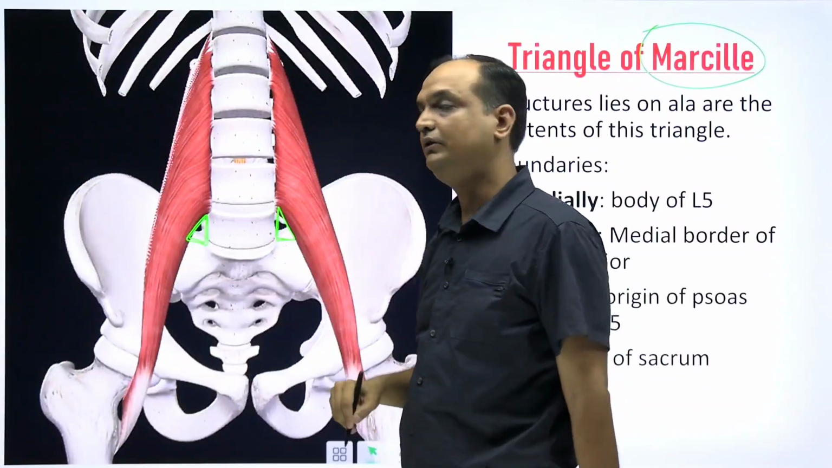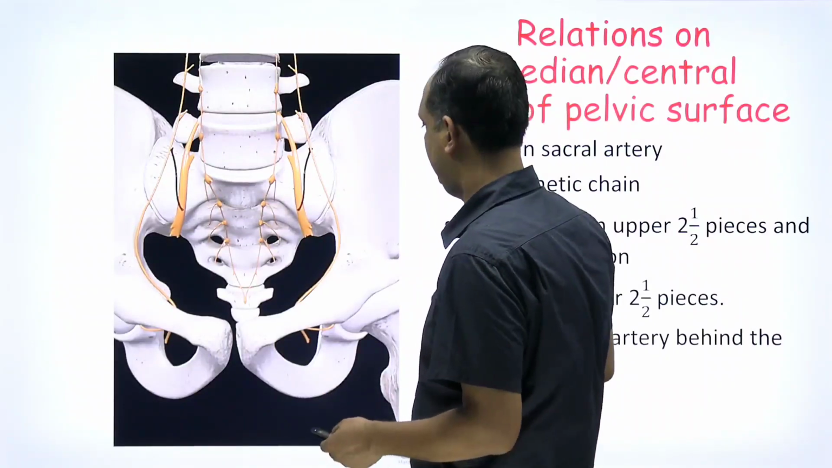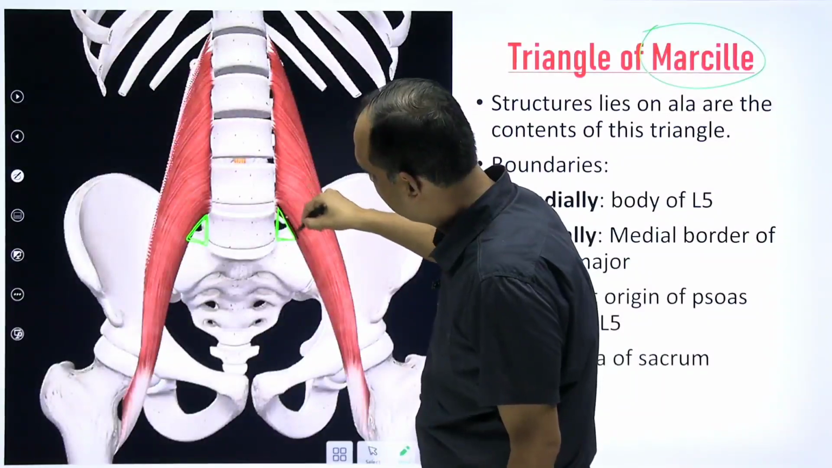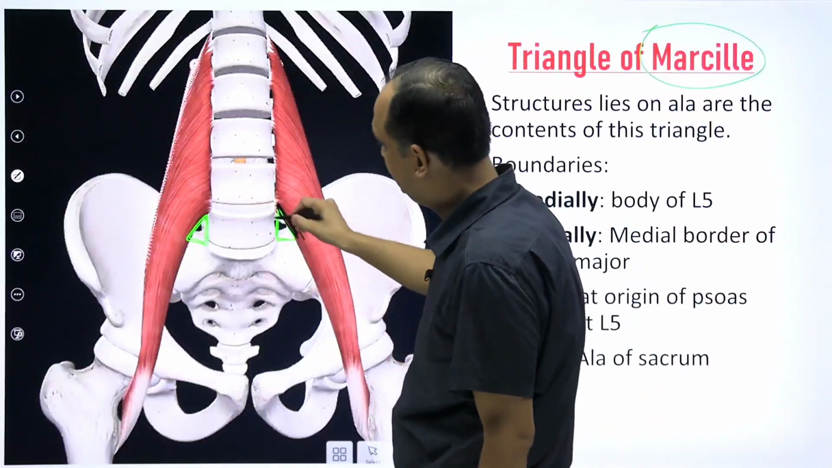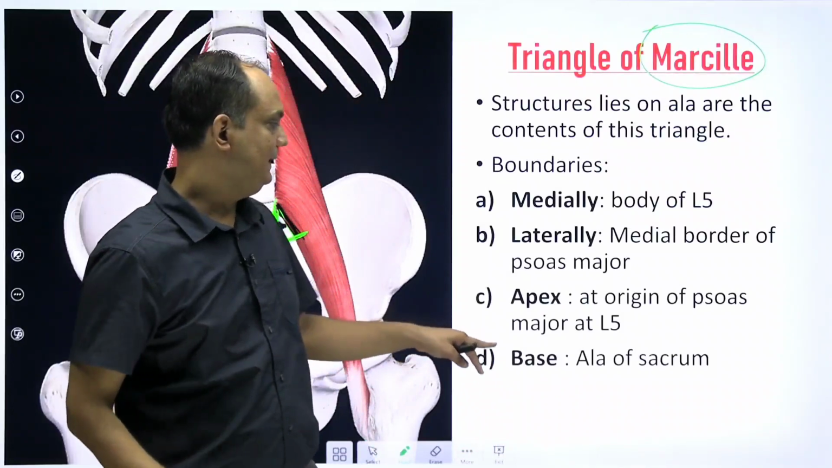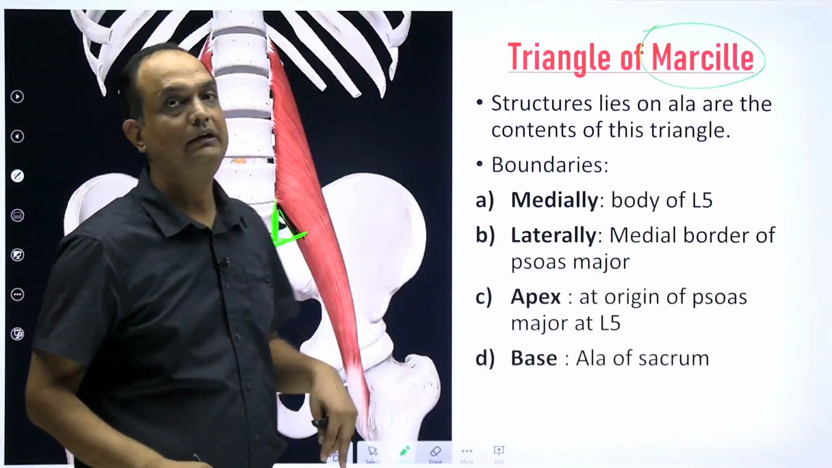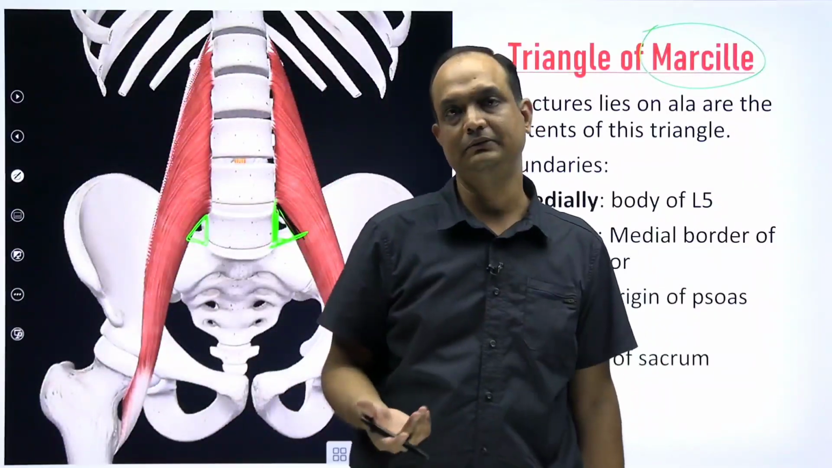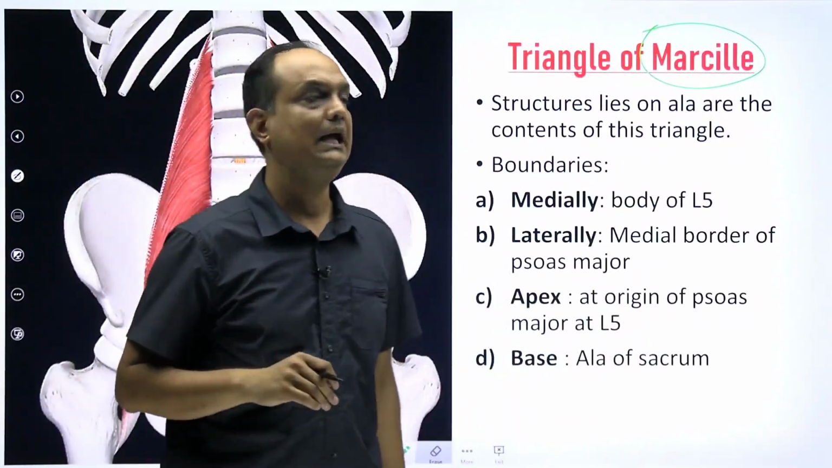Now what are the boundaries of the triangle? Laterally, the lateral boundary is formed by the inner border of the psoas major itself. Now what is the medial boundary? The medial boundary is formed by the lumbar vertebra. And what is the base? The base is formed by the ala of sacrum. Clear? So these are the boundaries of this triangle. One side you have the psoas major, one side you have the spine, particularly lumbar vertebra L5, and the base is formed by the sacrum, particularly the ala.